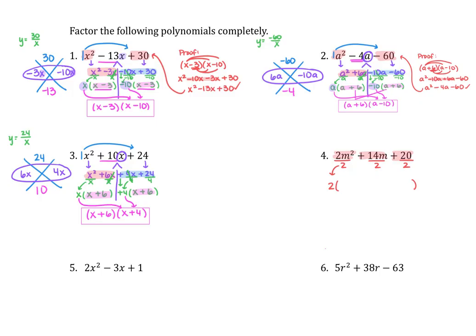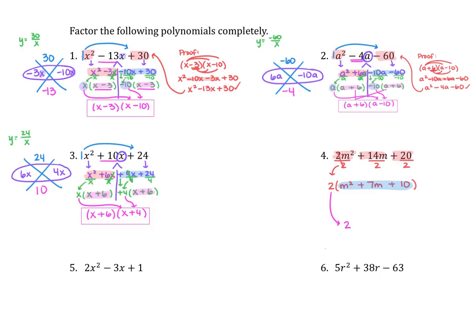2m squared divided by 2 would leave me just m squared. 14m divided by 2 would leave me 7m. And 20 divided by 2 would leave me 10. Once I get here, I'm actually going to then factor what's left over inside of these parentheses using all the things I've been doing by creating my x. I'm going to basically ignore this 2. I'm actually going to carry it down because it's going to become part of my answer. And this is what a lot of people forget about, is they forget to include that as part of their answer. So I'm going to drop that down so I don't forget.